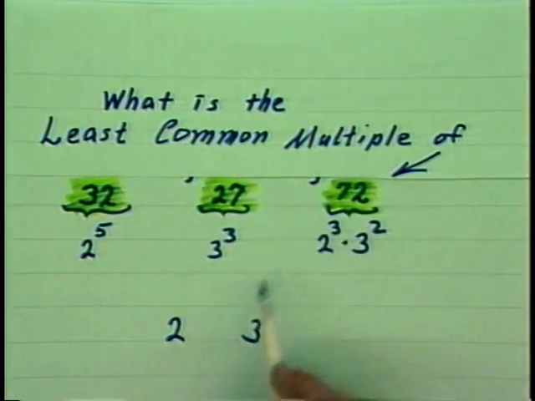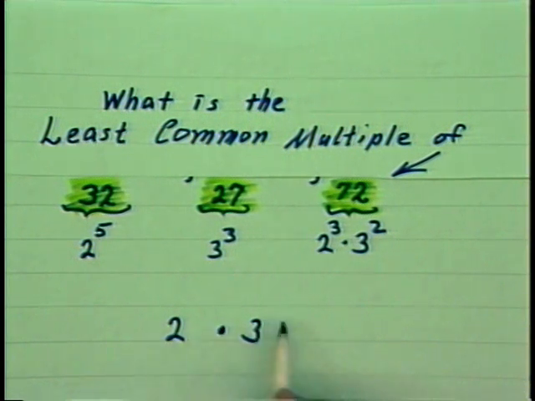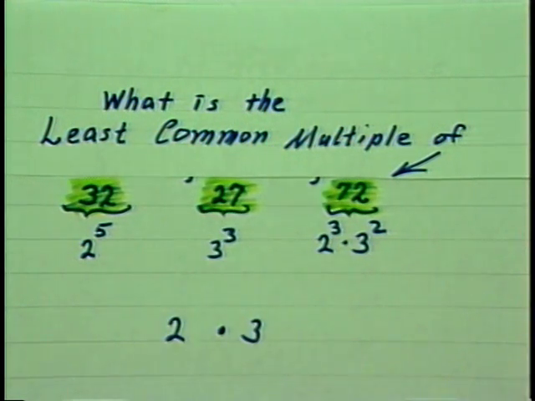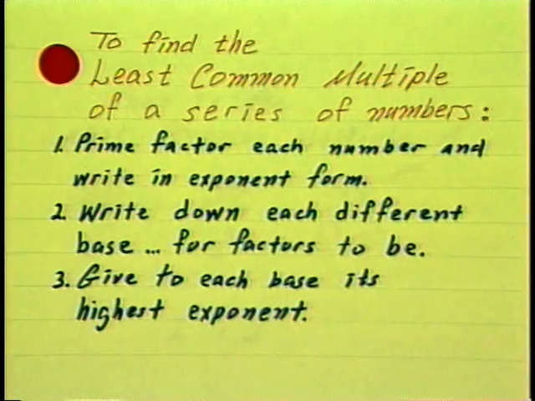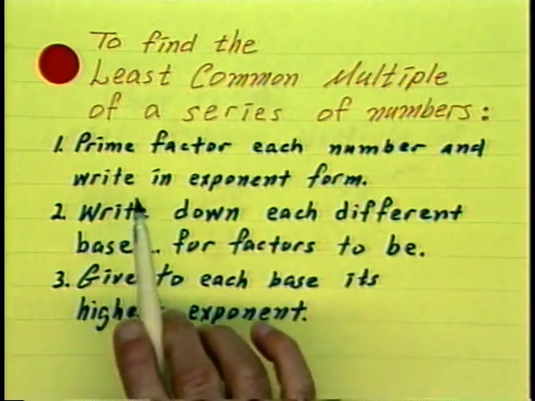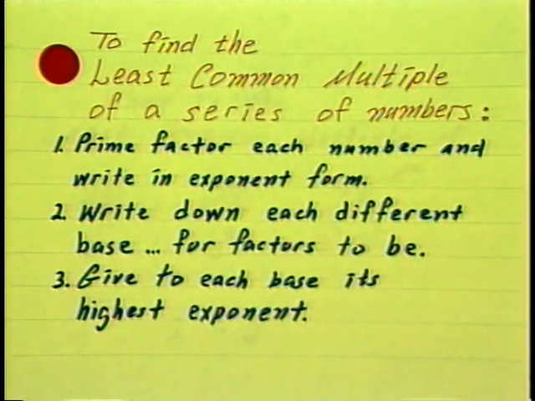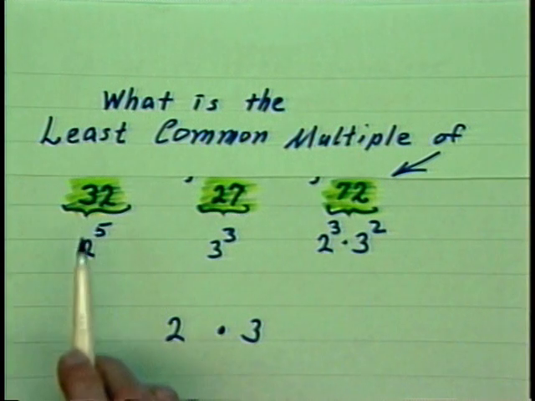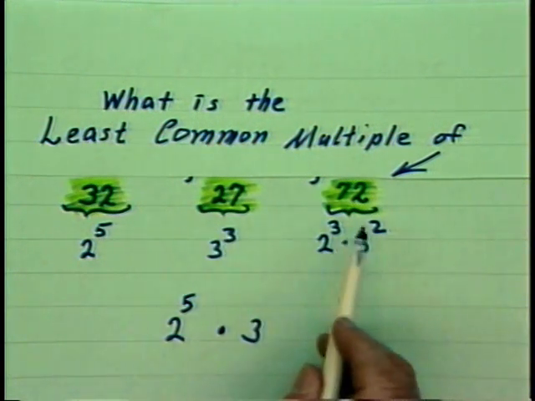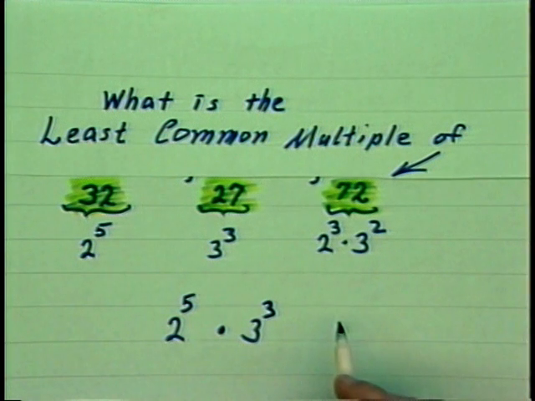And it's said "for factors to be," which means when I'm done, I'm going to be multiplying something. Now, multiplying what? Just 2 times 3? The answer is no. We want to give to each of these bases now an exponent. What exponent? Give to each base we just wrote down its highest exponent from our prime factorization. So the highest exponent on 2, well, it's 5 there and 3 there, so 5 is the highest. The highest exponent on 3, well, it's 3 there, 2 there, so it's 3.